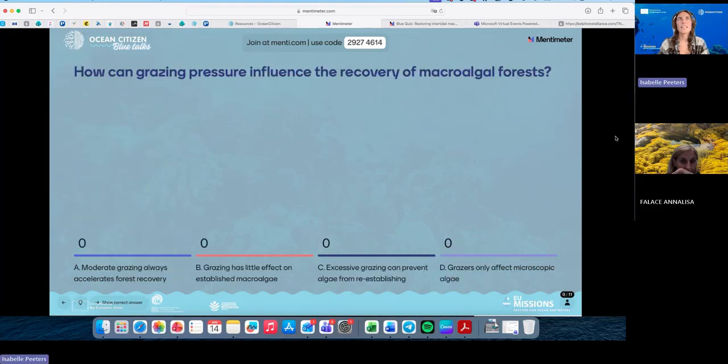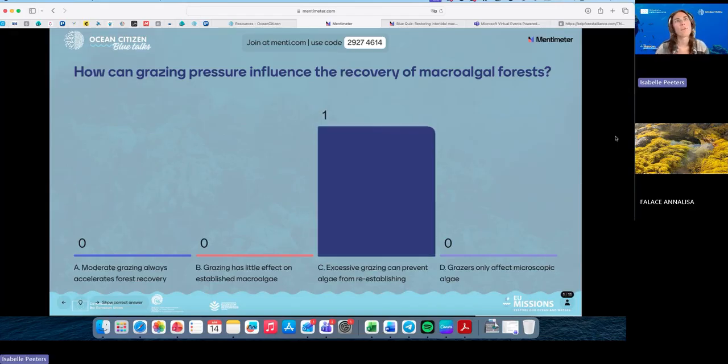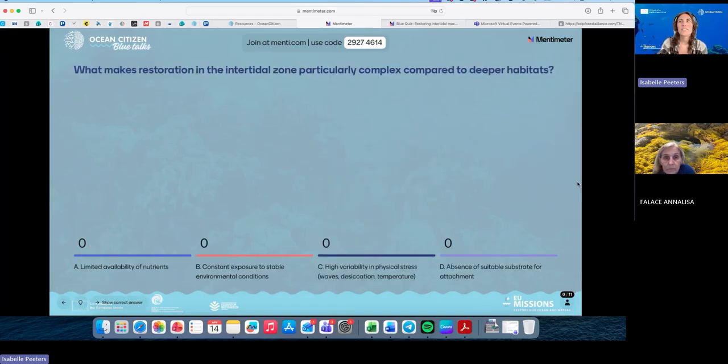Moving to the next. How can grazing pressure influence the recovery of macroalgal forests? A, moderate grazing always accelerates forest recovery. B, grazing has little effect on established macroalgae. C, excessive grazing can prevent algae from re-establishing. D, grazers only affect microscopic algae. No hesitations on that one. It's answer C, indeed. And I believe this is the last one.